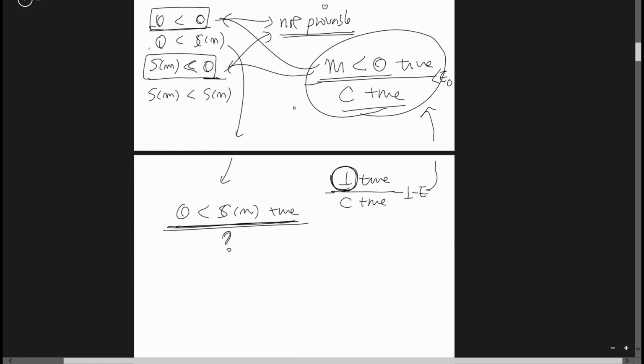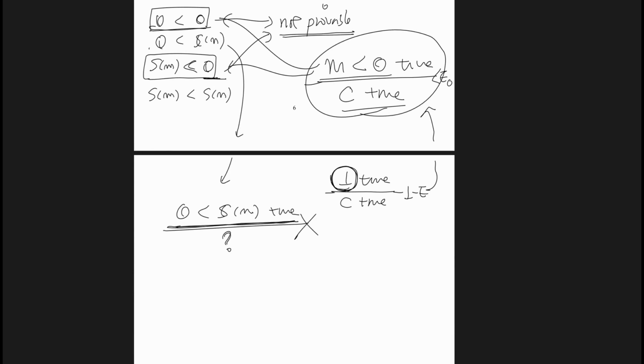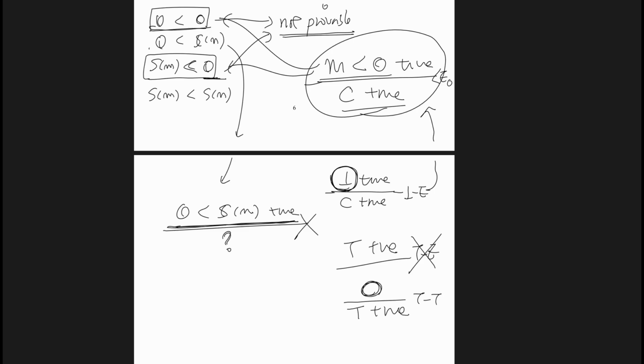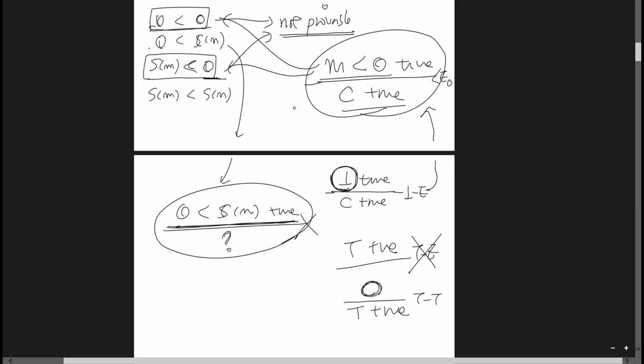So therefore, there's no elimination rule. And the situation is similar to the fact that there's no elimination rule for true. There's no true elimination rule. And that's because the introduction rule of top has an empty premise. So the situation is precisely the same. There's no way to eliminate it. So this is the first elimination rule, and there's no elimination rule of this form.